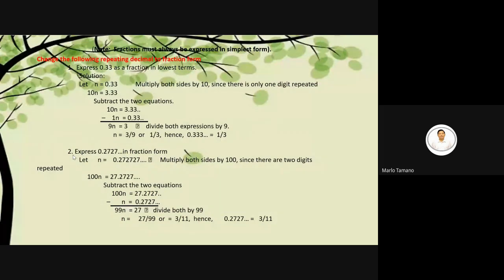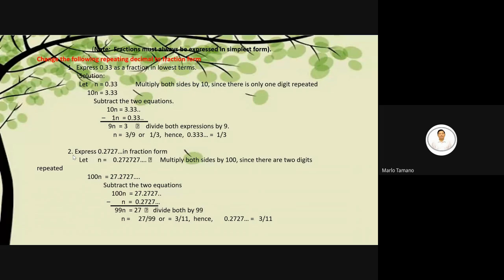Change the following repeating decimal to fraction form. Alright, so express 0.33 repeating. Ibig sabihin, repeating decimal po natin, 0.33, the repeating digit or the repeating number is 3. Right? So express 0.33 repeating as a fraction in lowest term. Solution. Ipagpalagay. So when I say let n, ipagpalagay yung n, that is equal, the value of it is 0.33 repeating. Okay?